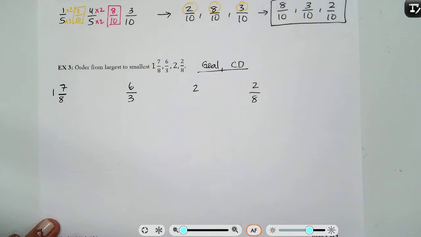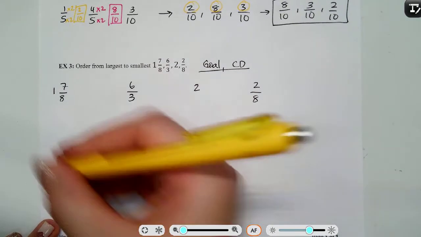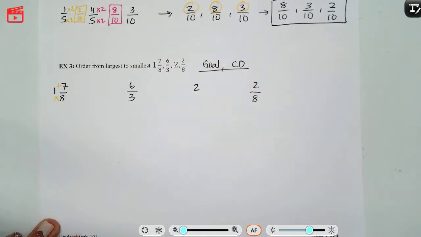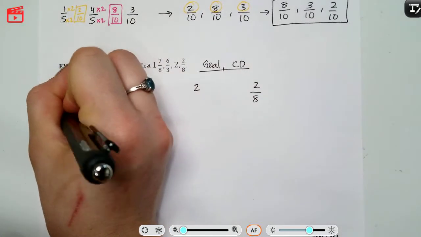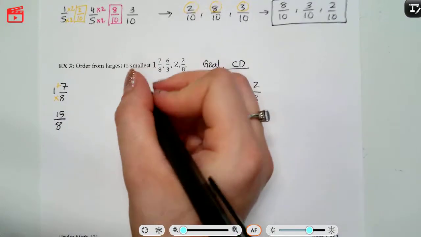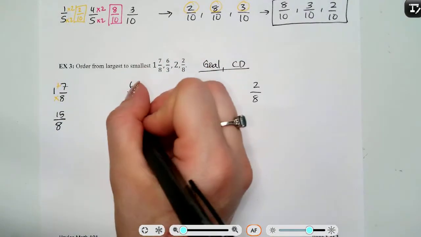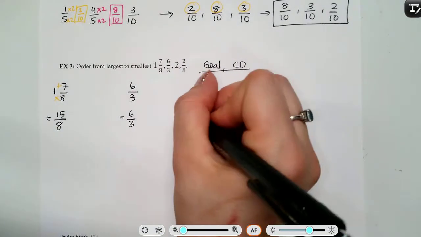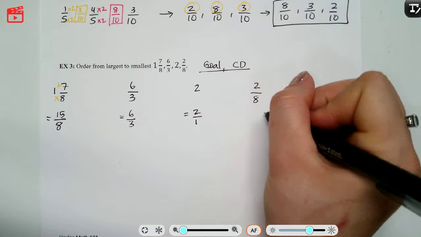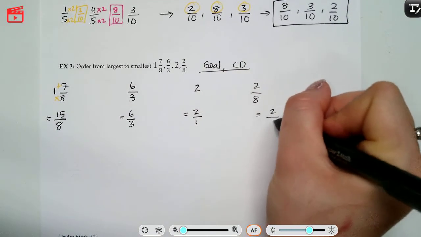First things first, I need to make that into an improper fraction, so we're going to multiply and add. 8 times 1 is 8. 8 plus 7 is going to be 15, I believe. Yes, it's 15. That's going to be 15 over 8. 6 over 3, same thing, 2. How do I make 2 into a fraction? Well, remember, we just put it as 2 over 1. And then this value is still just going to be 2 over 8.